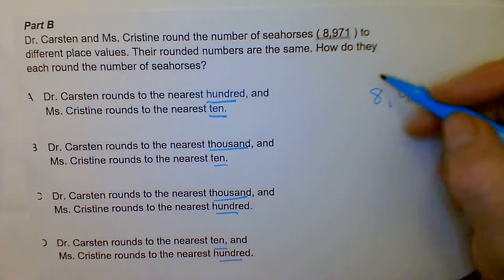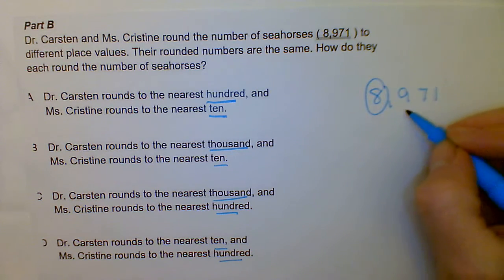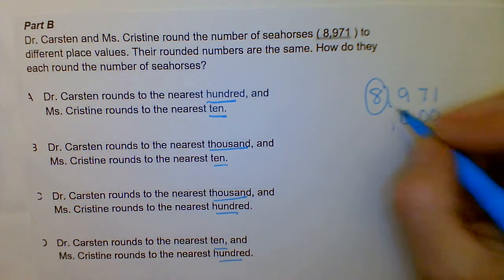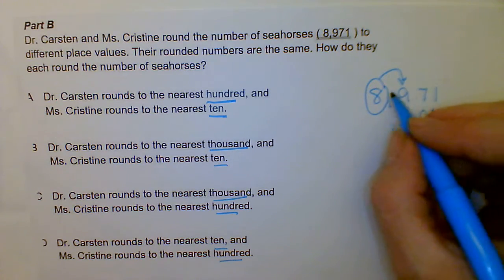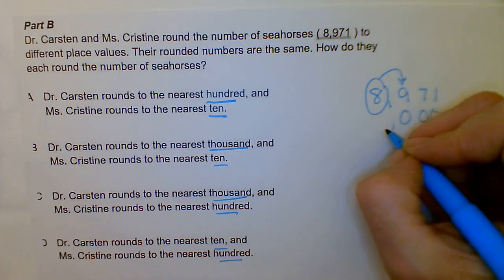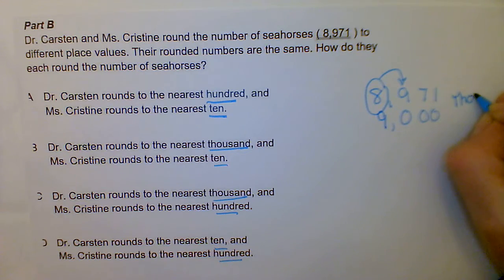So I have 8,971. Let's start by rounding it to the nearest 1,000. So there's nothing to the left, but everything to the right is going to stay as 0. And the 1,000 is going to look next door, and 9 says, hey 8, I'm part of 5 or more. You have to raise your score. So 8 is going to raise its score 1 and become 9. So this is to the nearest 1,000.